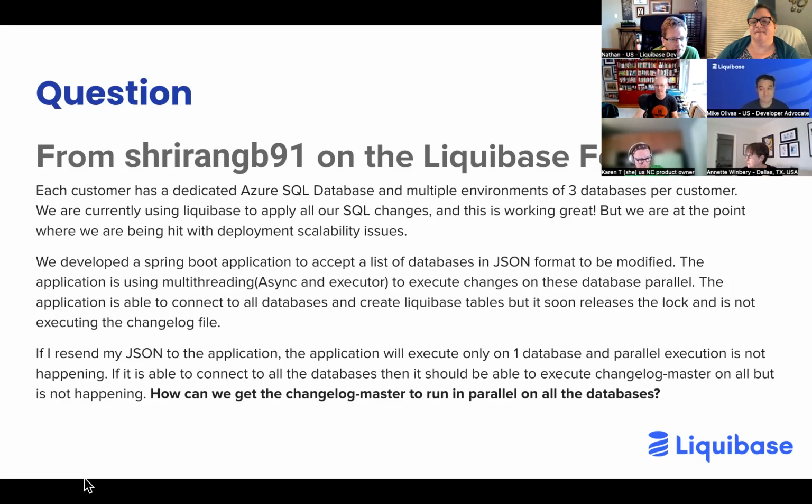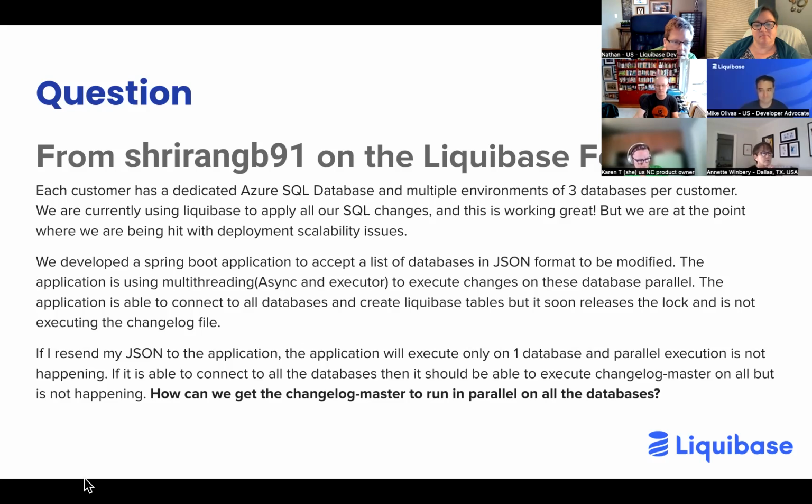I was reading through it just to be sure here. Each customer has a dedicated Azure SQL database and multiple environments of 3 databases per customer. We're currently using Liquibase to apply all our SQL changes, and it's working great, but we're at the point where we're being hit with deployment scalability issues. So it is a situation of different databases per customer, and as their number of customers grows, they start having scaling problems because they're doing a lot more deployments. If they're running things one by one in serial, that is slow, and if they could run them in parallel, it's faster.